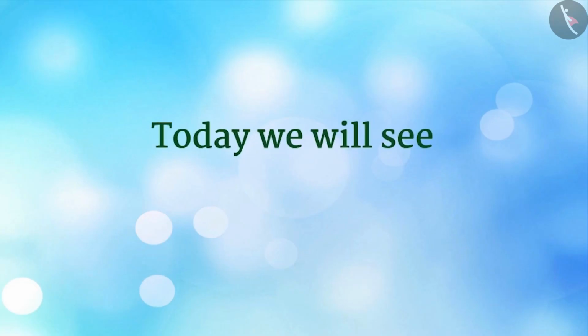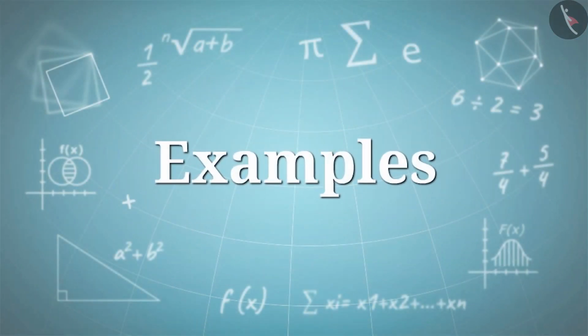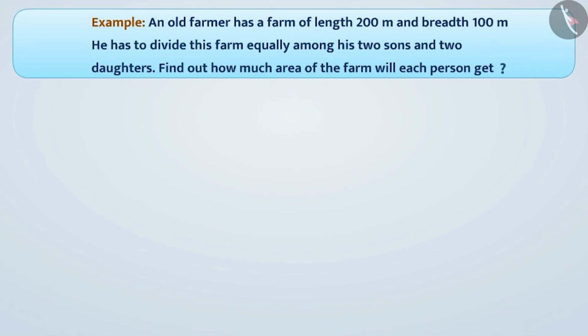Today we will see some examples related to the area of a rectangle. An old farmer has a farm of length 200 meter and breadth 100 meter. He has to divide this farm equally among his 2 sons and 2 daughters. Find out how much area of the farm each person will get.